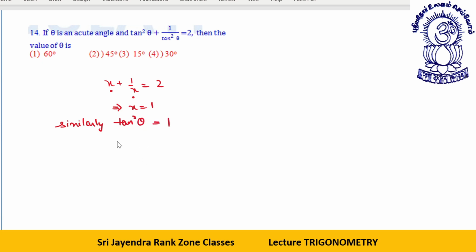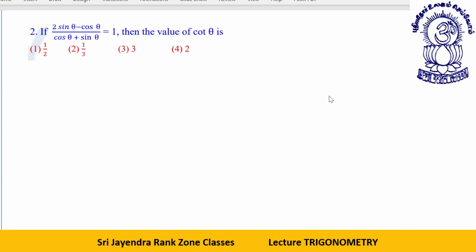So when you have tan square theta is equal to 1, what does it mean? Tan theta is equal to 1, or I can say theta is equal to 45 degree. Clear to all of you? Shall I proceed to the next exercise now?